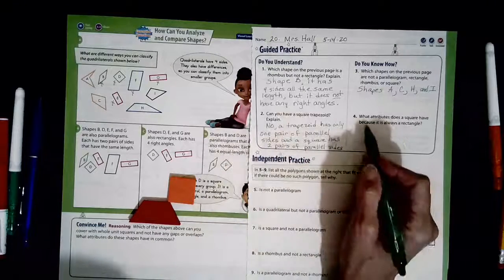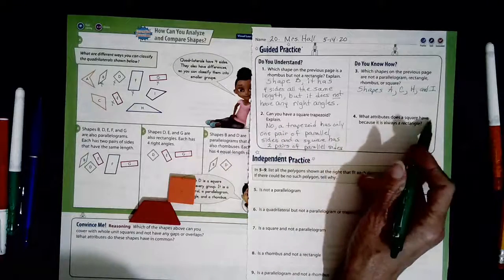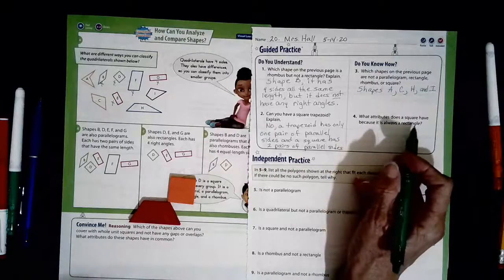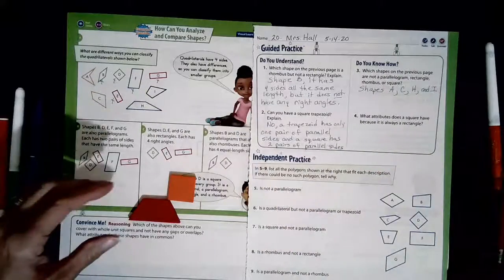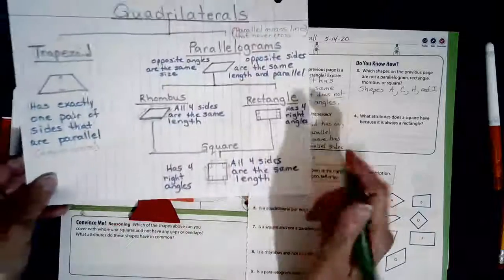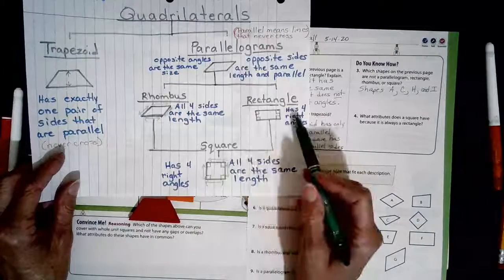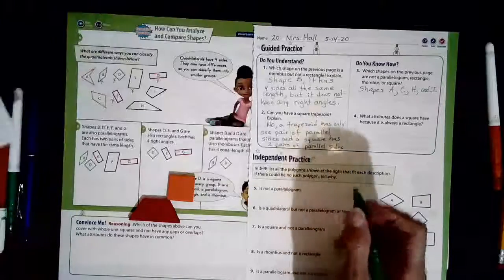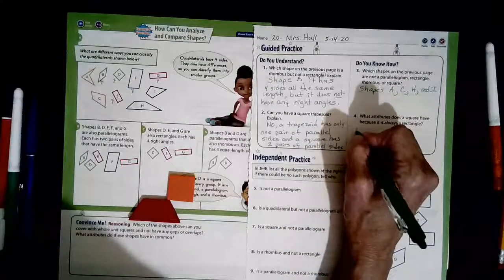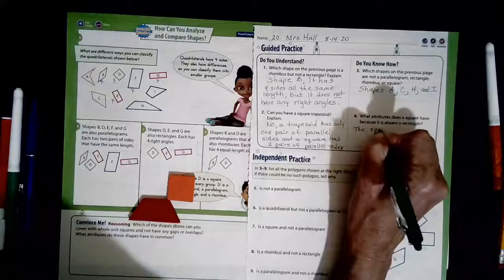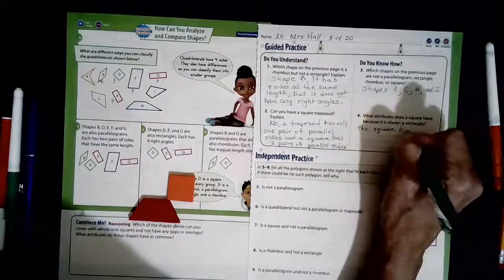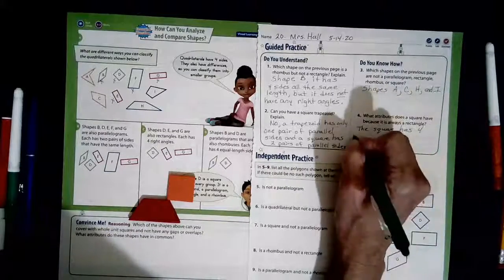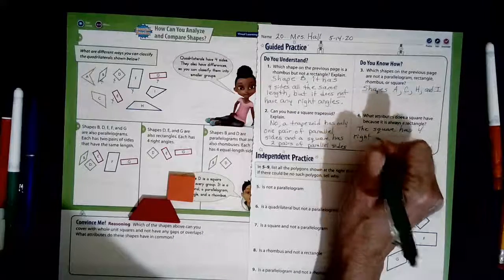So number 4, what attributes does a square have because it is also a rectangle? So what is the same about that square and rectangle? Look back at our chart. What was the same thing? It has 4 right angles. So the square has 4 right angles.